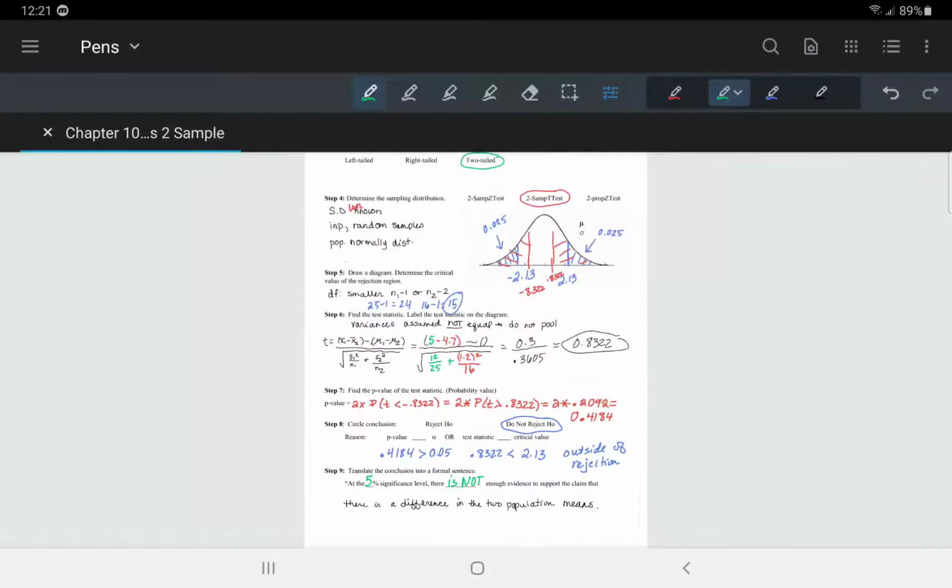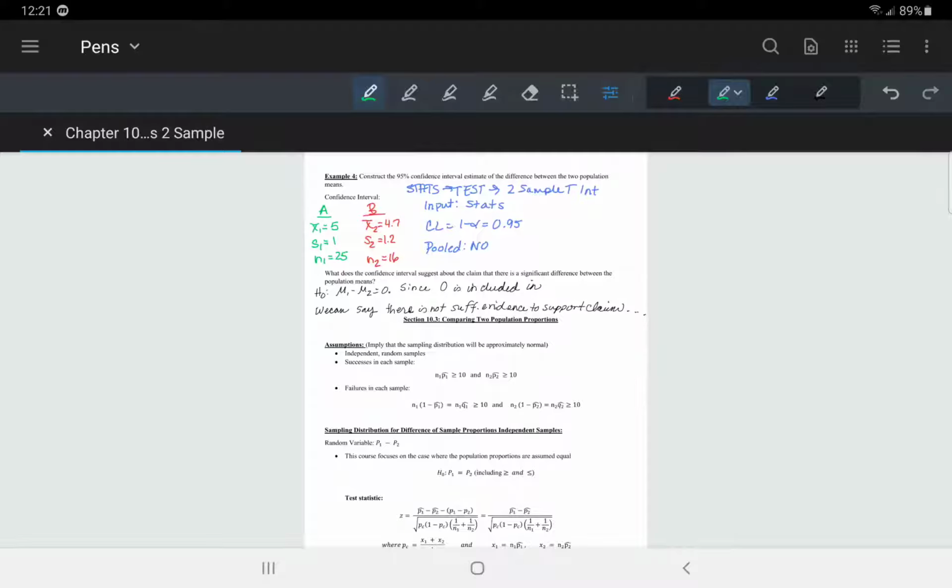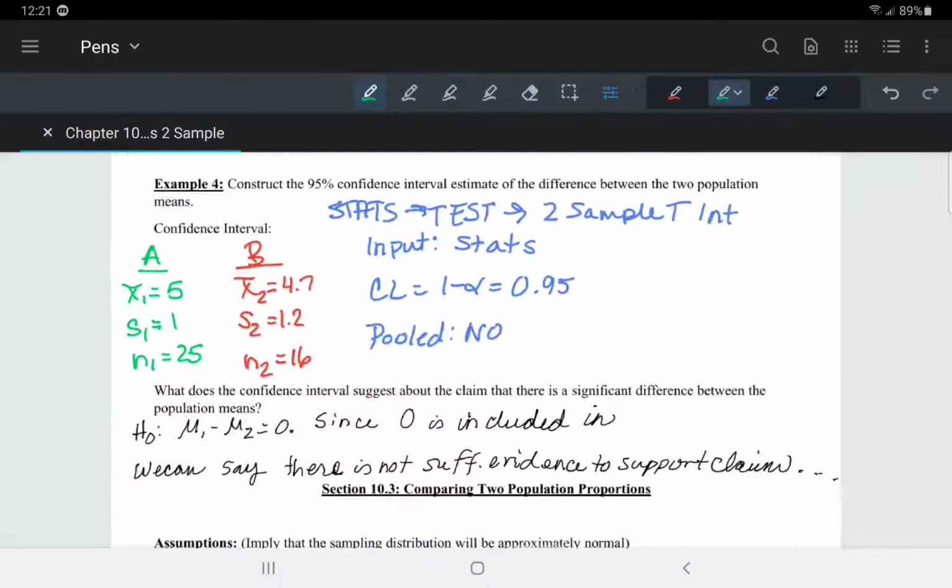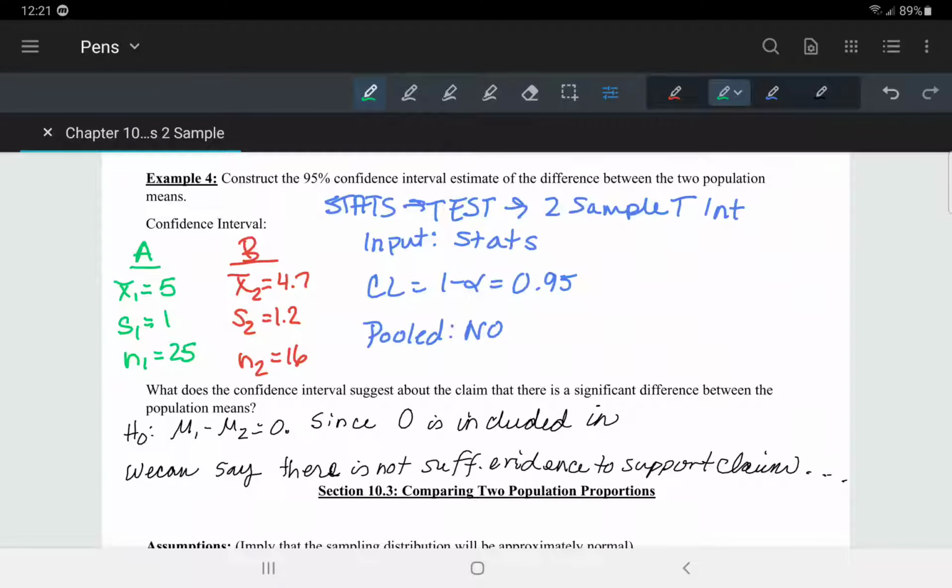Now we can also construct the confidence interval for this test. To do that, we'll use our calculators. I've just summarized the values for A and B. We'll go to stats, test, and then the 2-sample t interval. We'll want to be inputting stats. The confidence level will be 1 minus alpha, so 0.95. And again, do not pool the data.